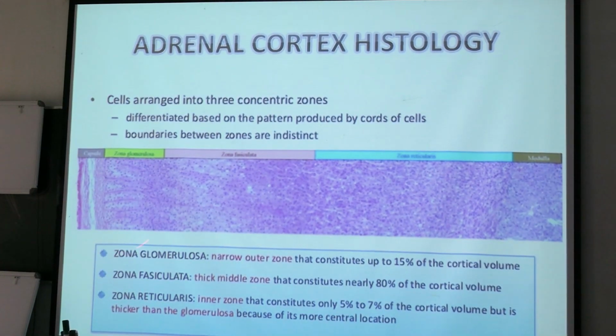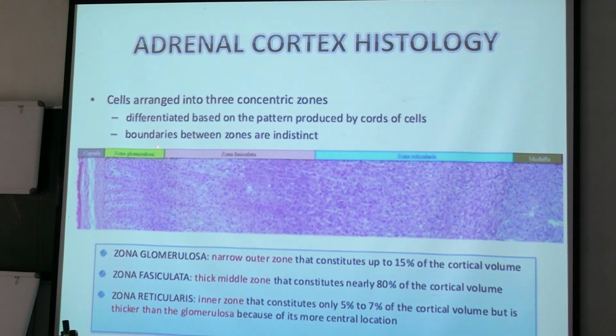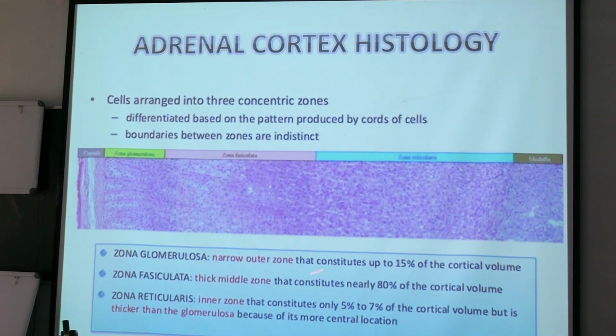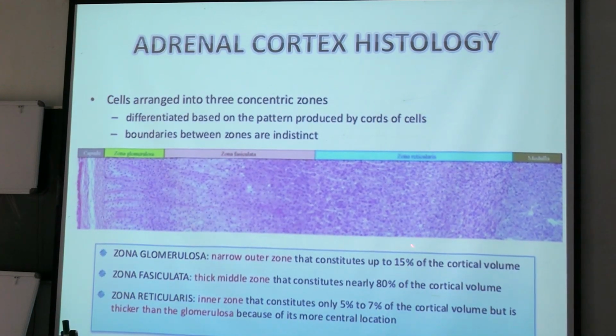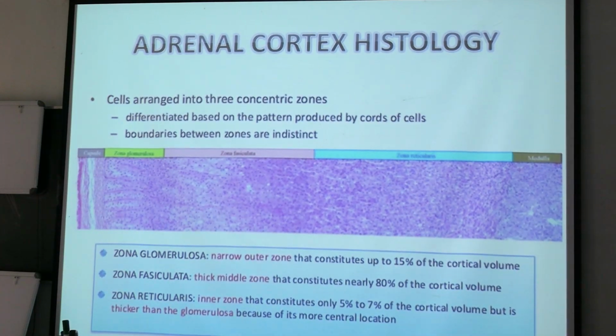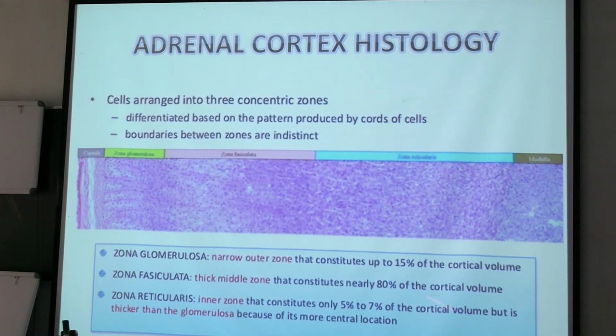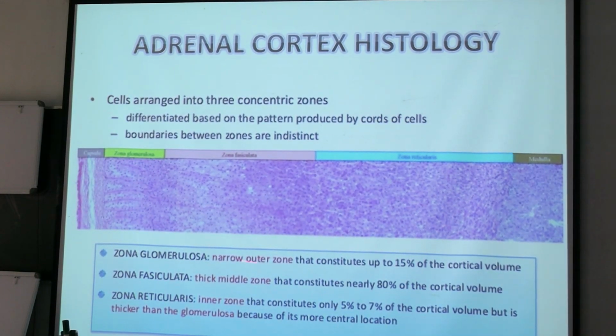So zona glomerulosa is the narrow outer zone. You can see this part is zona glomerulosa. It is narrower than the other two zones. Narrow outer zone, and that constitutes up to 15% of the cortical volume. These values are important for your MCQs and Viva. Okay, so 15% of cortical volume consists of zona glomerulosa, and the hormones secreted, that is also important for your Viva.